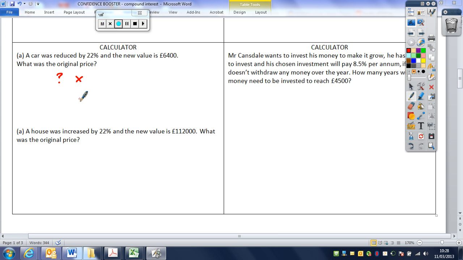To reduce something by 22%, should we let you go? Go on. Would you times it by 0.78? Good. Now that makes more sense because you know you reduced it by 22%. Okay, you've not got any confusion there. So that would reduce it by 22%, and that gives us 6400. If I see 0.78 anywhere, give yourself a mark.